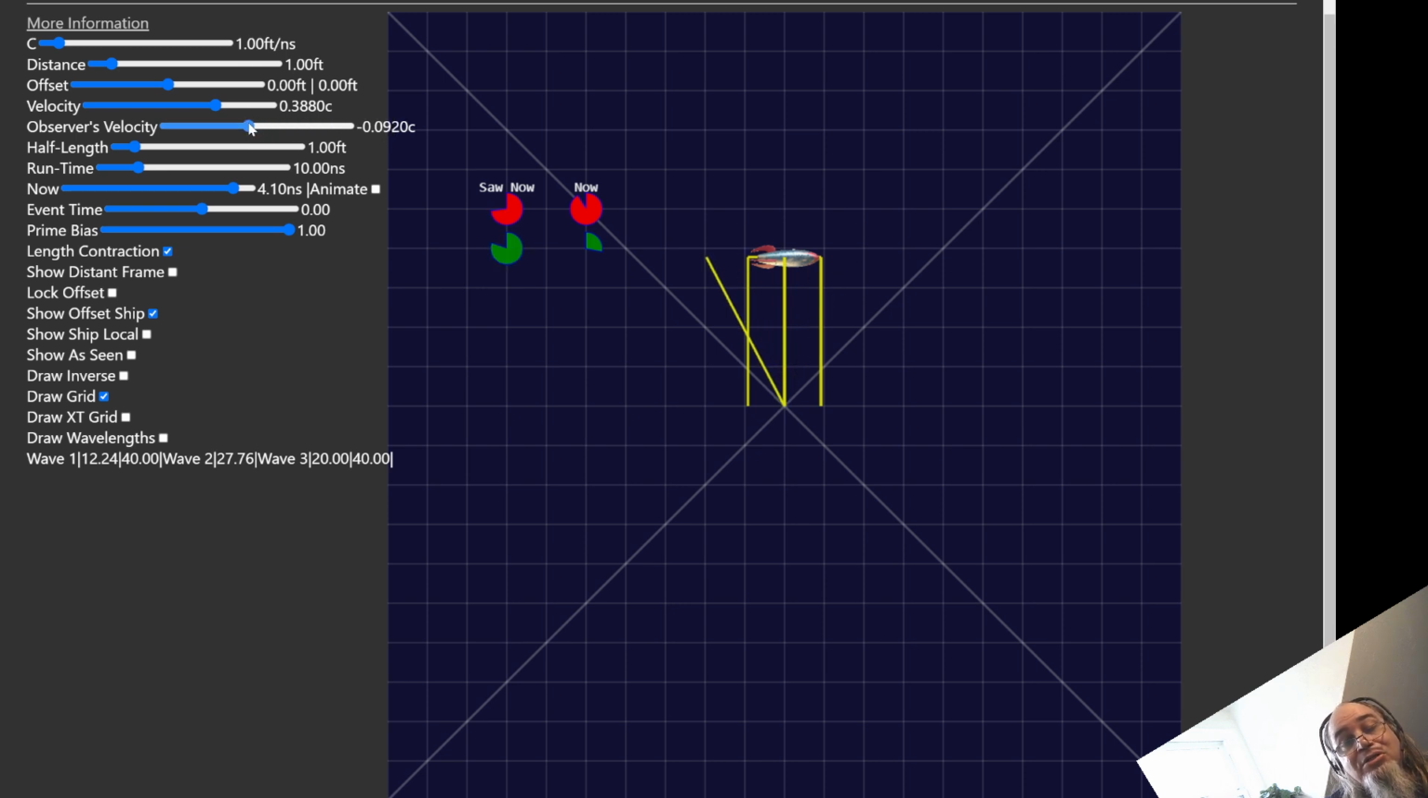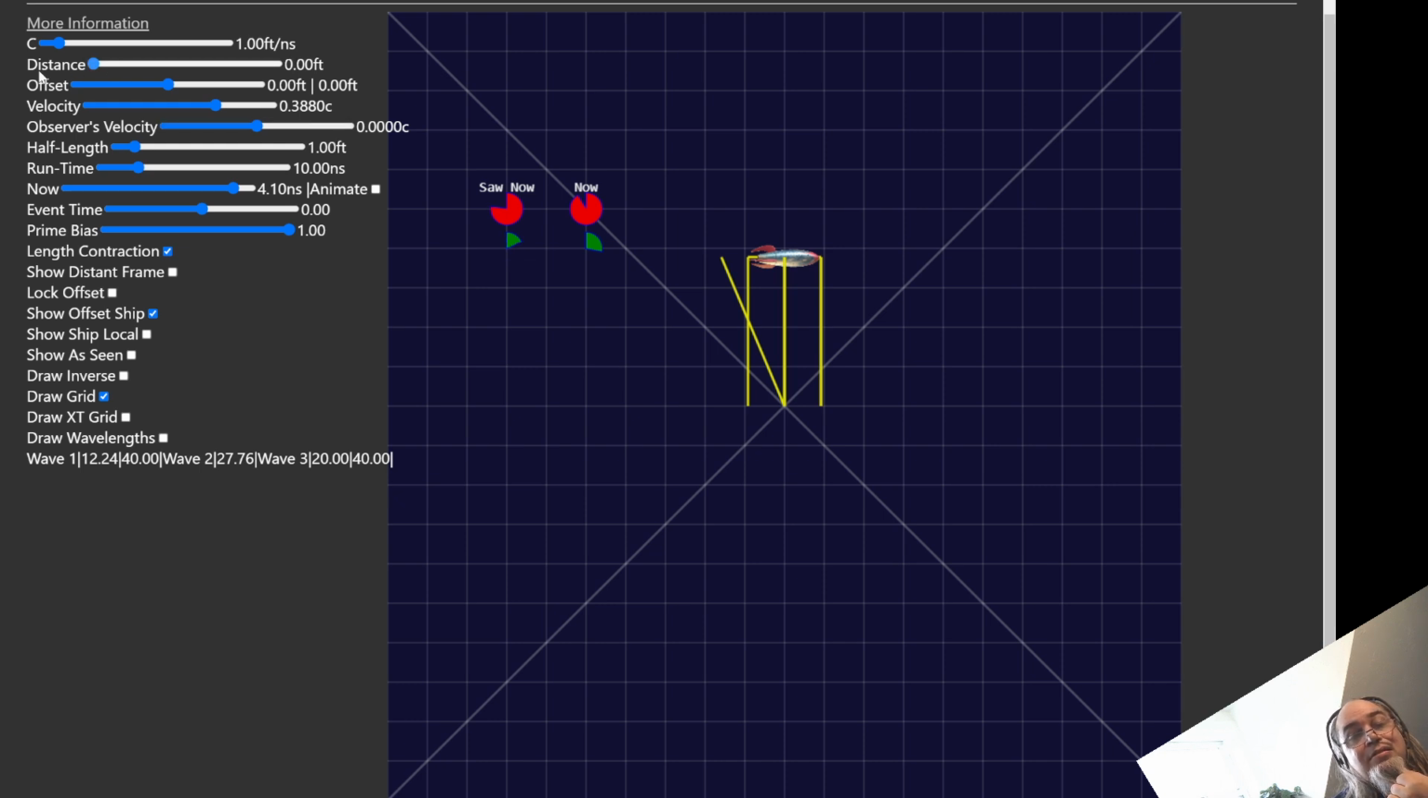I can change the observer's velocity, but that's not fully implemented, so I'm not going to dwell on that either. The length is how long the thing is. It's standardized on 1 light second. The units are feet per nanosecond, which is approximately the speed of light.